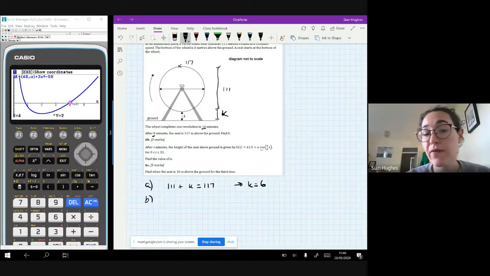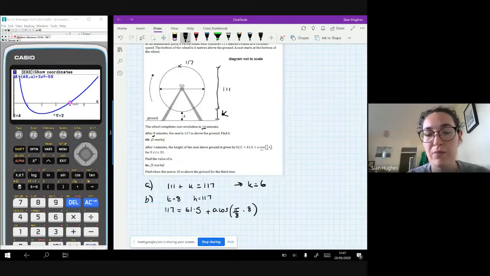But we know some information about time and height. We know that at time 8, the height is 117. We actually also know that at time 0, the height is 6, and we could have used that. But the more obvious one is the one they've already told us. So we know that when t is 8, that h is 117. So we can write that in. 117 is 61.5 plus A cos pi by 8 times 8.